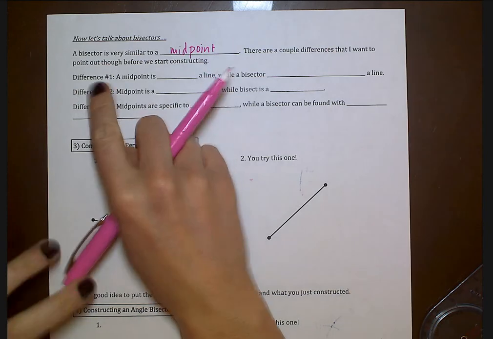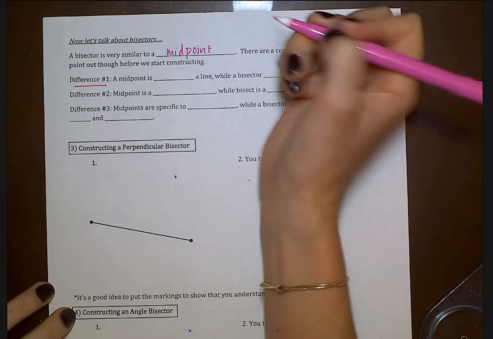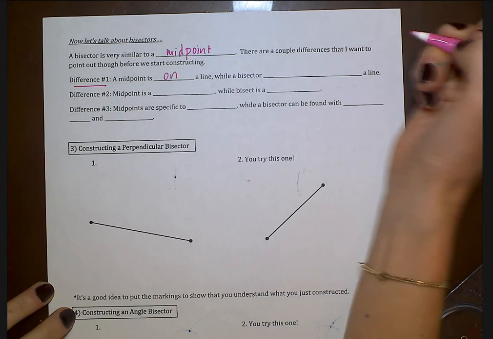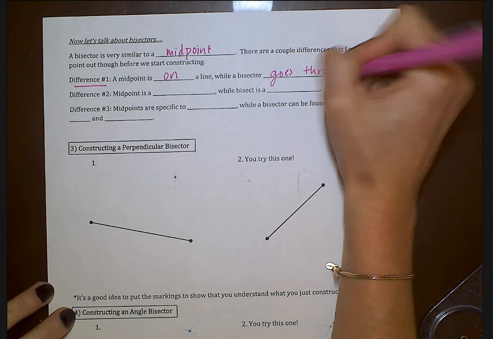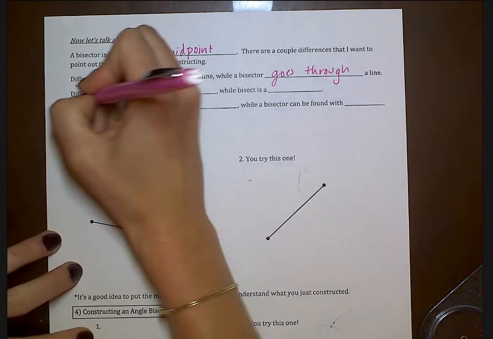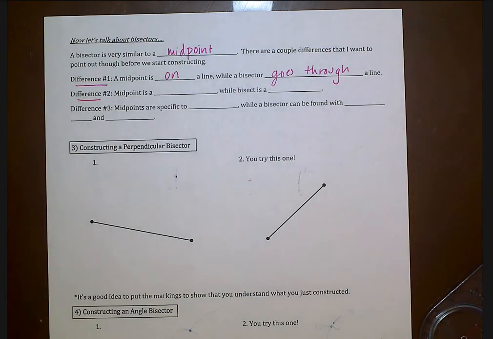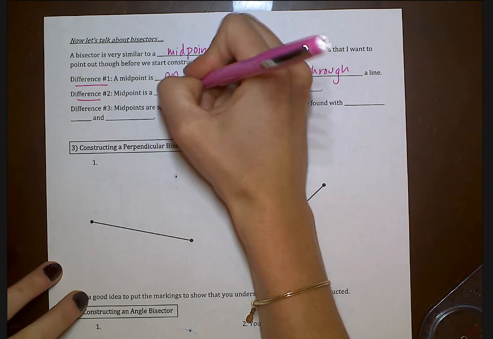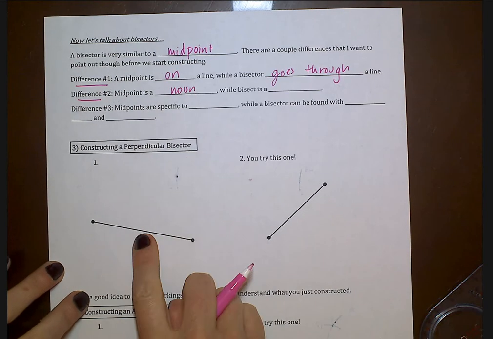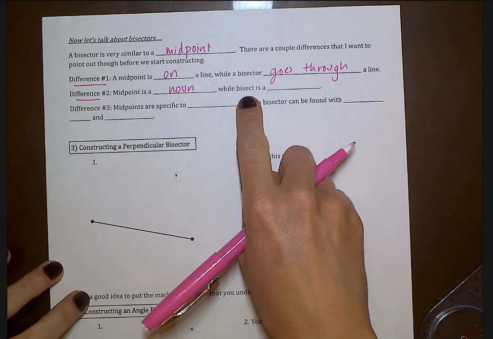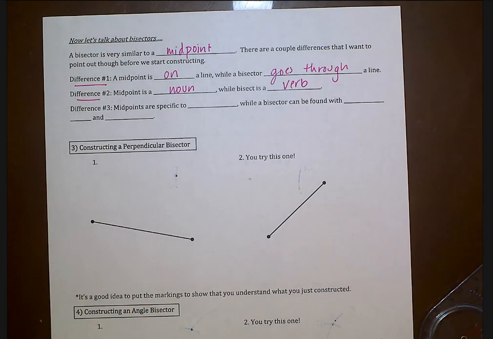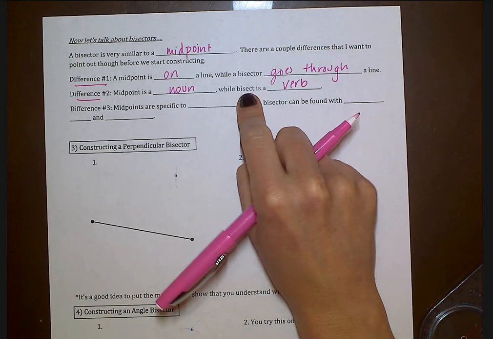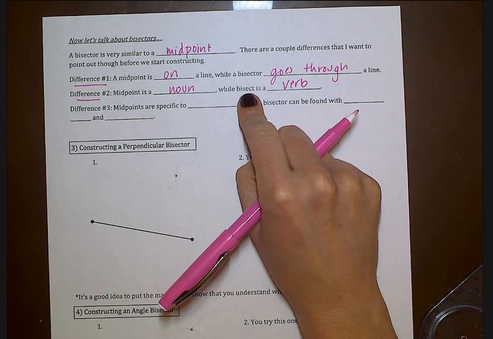So difference number one, a midpoint is on a line. A bisector goes through a line. Difference number two, midpoint is a noun. It's a thing. It's a point in the middle of a line. Bisect, on the other hand, is a verb. It's an action. Okay? And the specific action that it is, it cuts something in half. That's the easiest way to think of it.